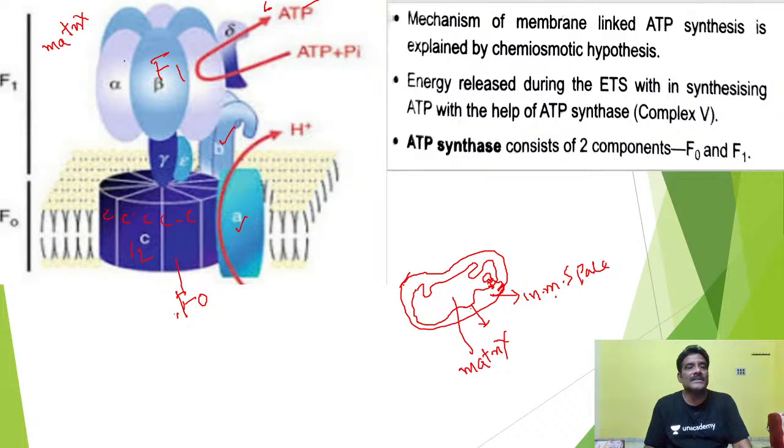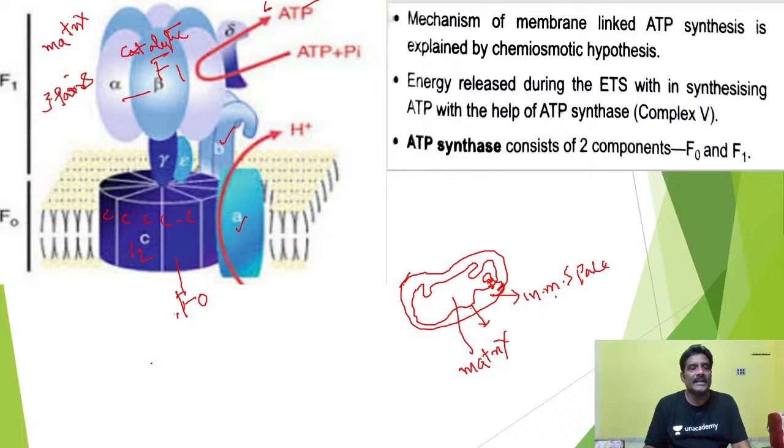If you observe the structure of this F1 here, the F1 is called a catalytic site. It is very important for the synthesis of ATP. That's why it is called catalytic site. Structurally, this F1 consists of alpha and beta protein subunits. How many alpha beta subunits are there? 3 pairs of alpha and beta subunits, by which this F1 of the ATPase is made.